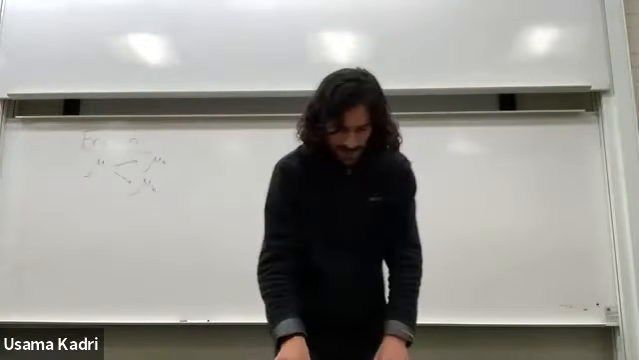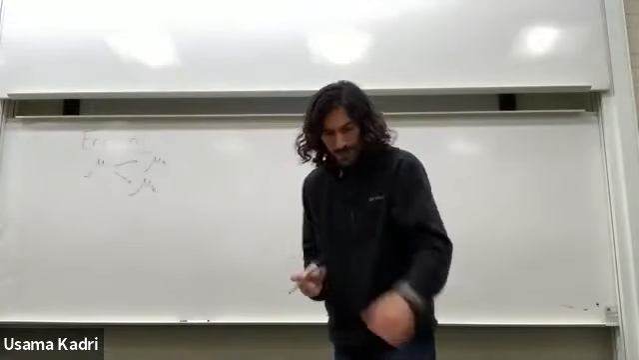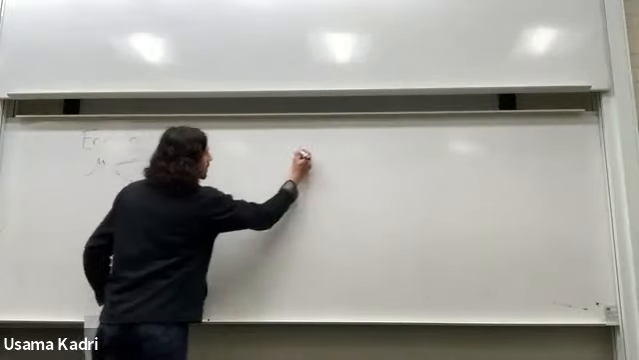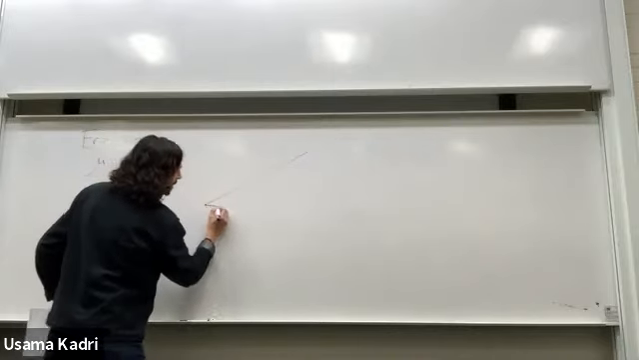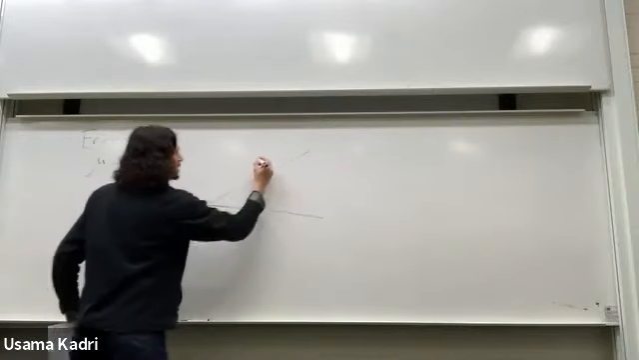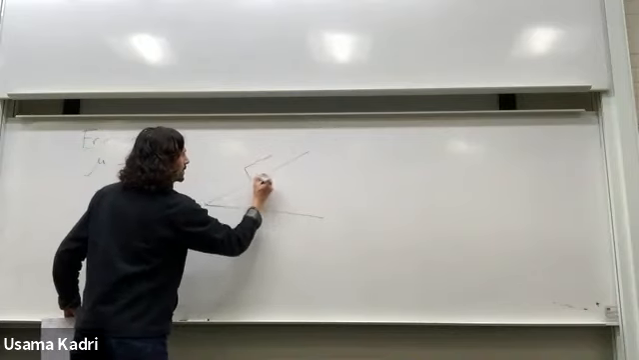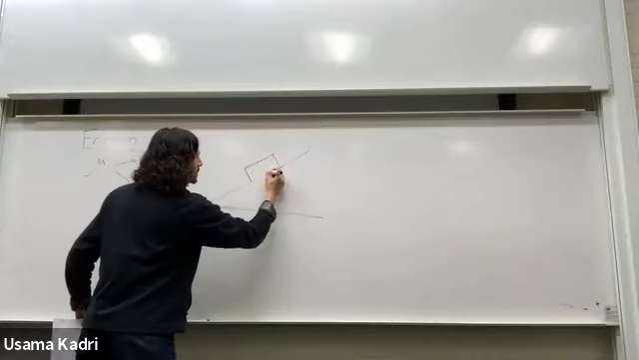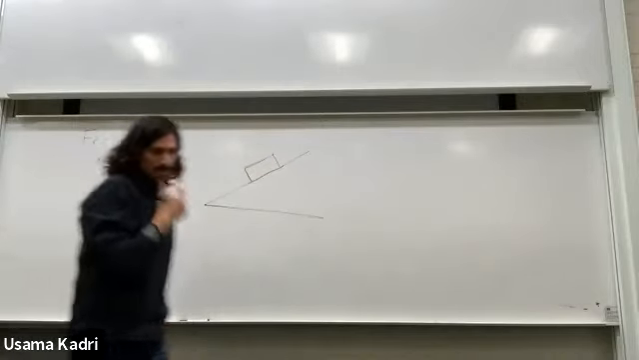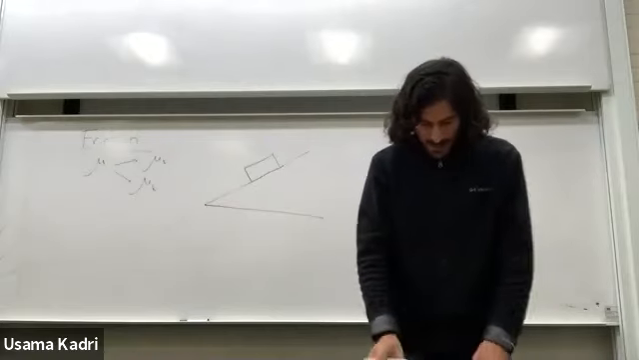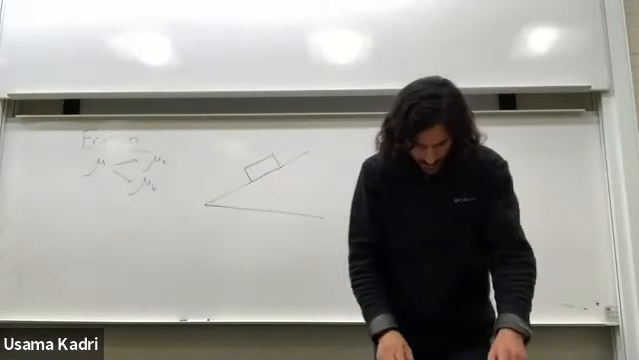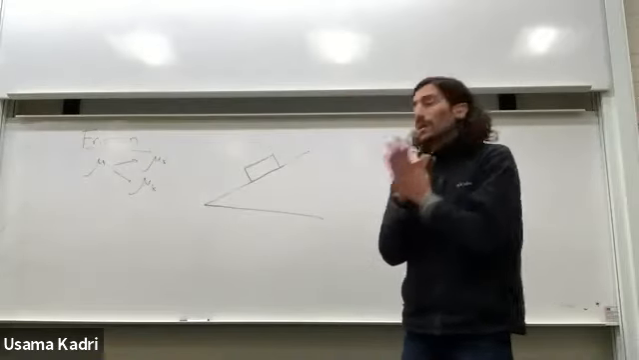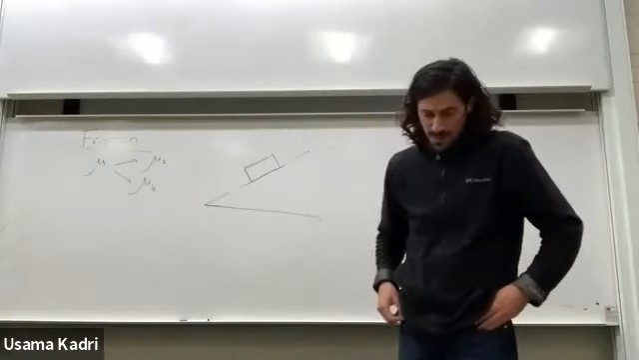Okay, so let's start with the example. We have an incline, and we put an object on the incline. The object is here. And we want to know what would happen to this object, given that we have friction now in the system.